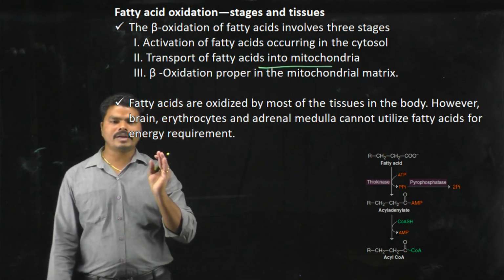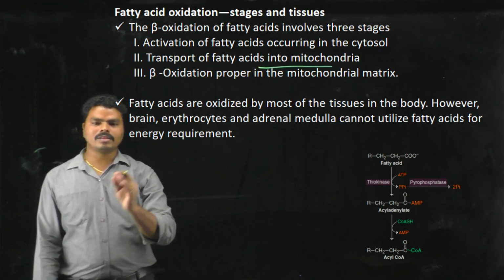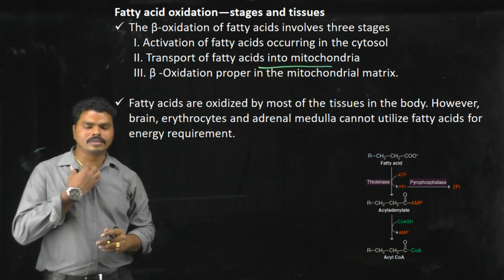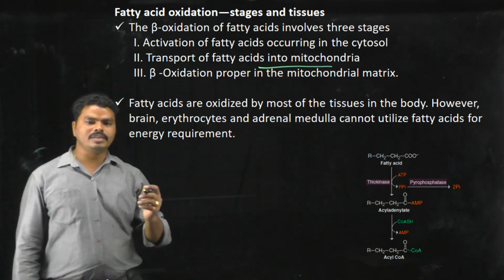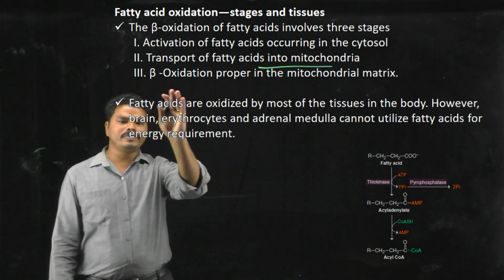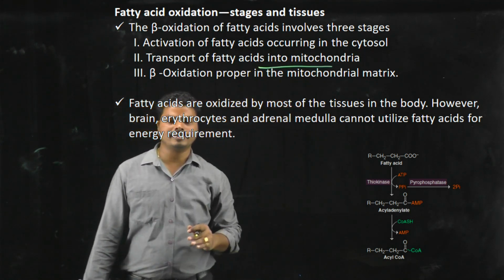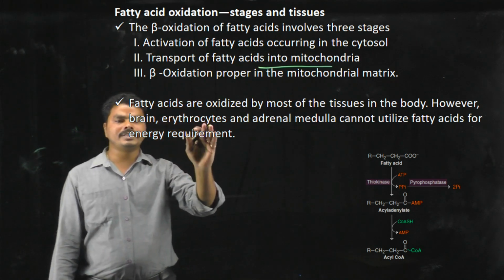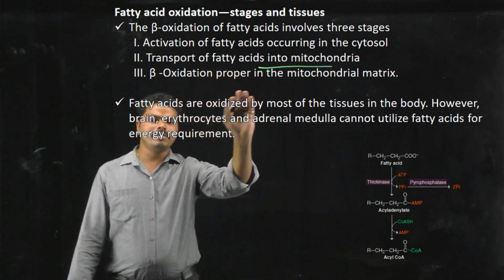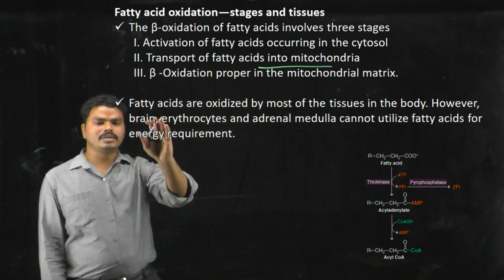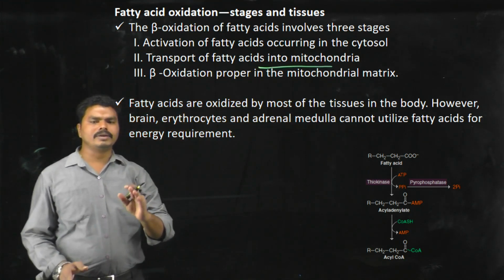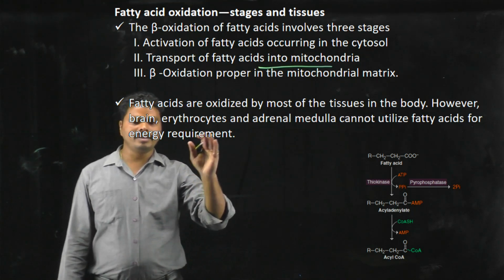We know that fatty acid oxidation occurs in all types of tissue except brain cells and erythrocytes. So in the remaining tissues, the first stage, activation of free fatty acid, occurs in the cytosol of cells. The second one is the transport of fatty acid into mitochondria. After activation, it is transported to the mitochondria of the cells. Then the third step is beta oxidation proper in the mitochondrial matrix.